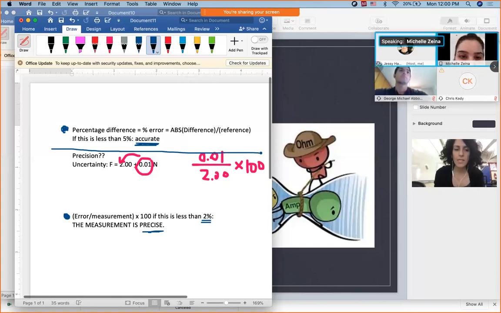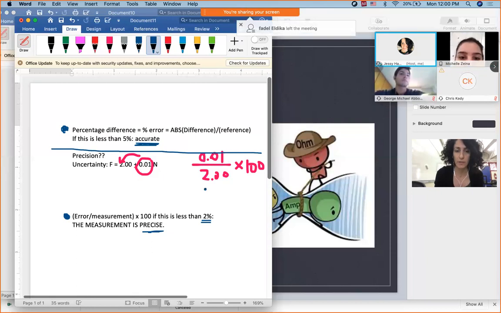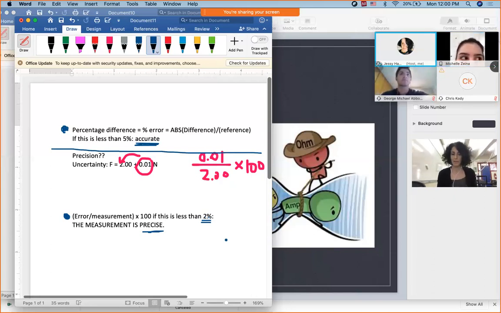Yes. In this case, it has to be one significant figure, because you're dividing one significant figure by three significant figures. The answer takes the least number of significant figures. So yes, it's one significant figure. And this may affect your result, because you want it to be less than 2%.